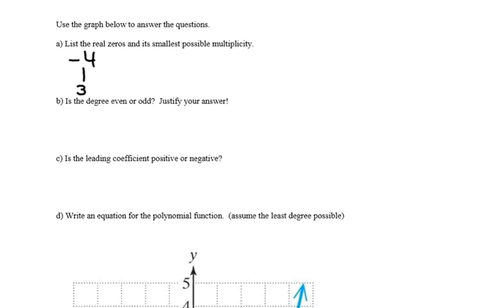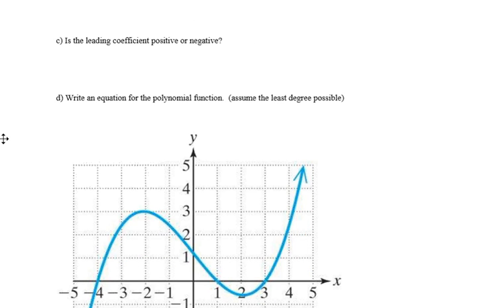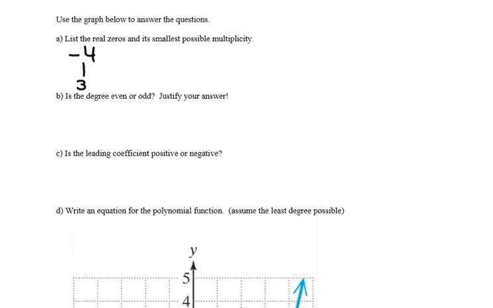Now, because at negative 4 and at 1 and at 3 they're all crossing, we know the multiplicity has to be odd. So the smallest odd number that I can use here is 1. So each one of these will have a multiplicity of 1. Now, if it was kissing, then the smallest number I could use there, not 0, 2. Okay, but we don't have that in this case.